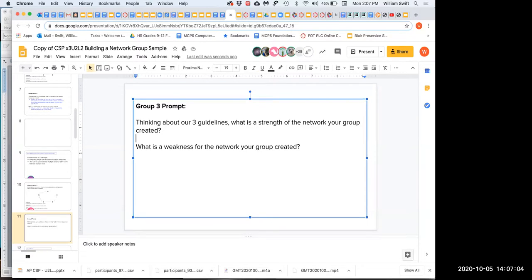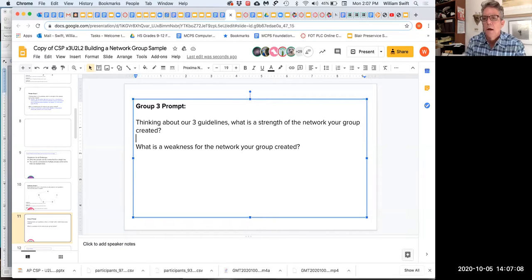Are we typing these or just saying them? You can say them, you can type them into the chat. In theory, each group made one. So what would be a strength of the network that you created in your group?